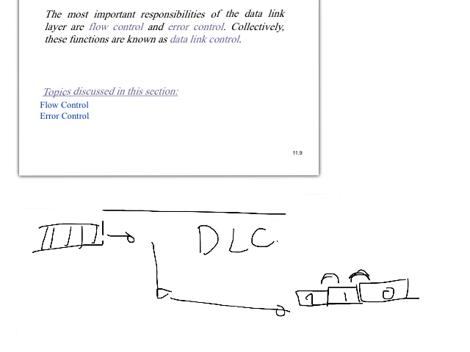Okay? The other form of error control is when I send the frame, but due to some failure in the medium, the frame does not even reach the receiver.